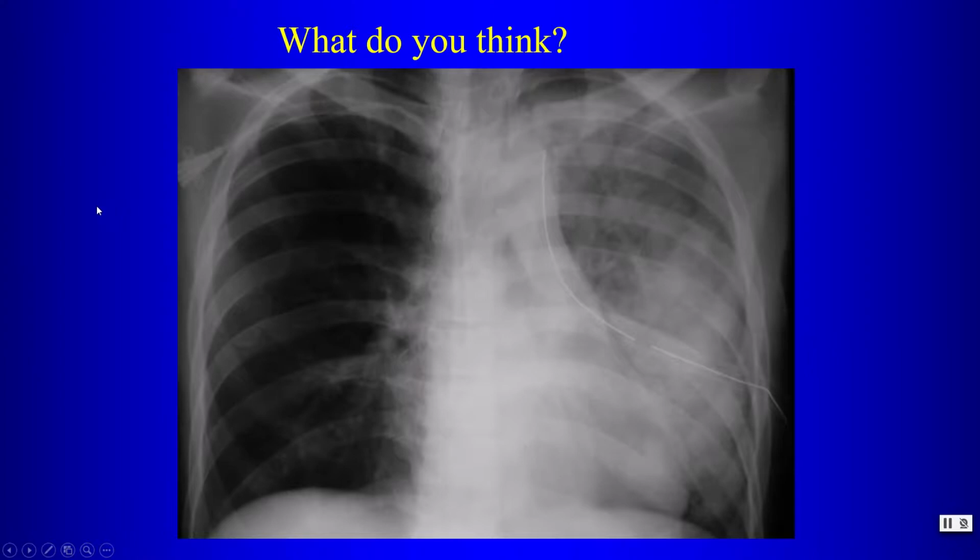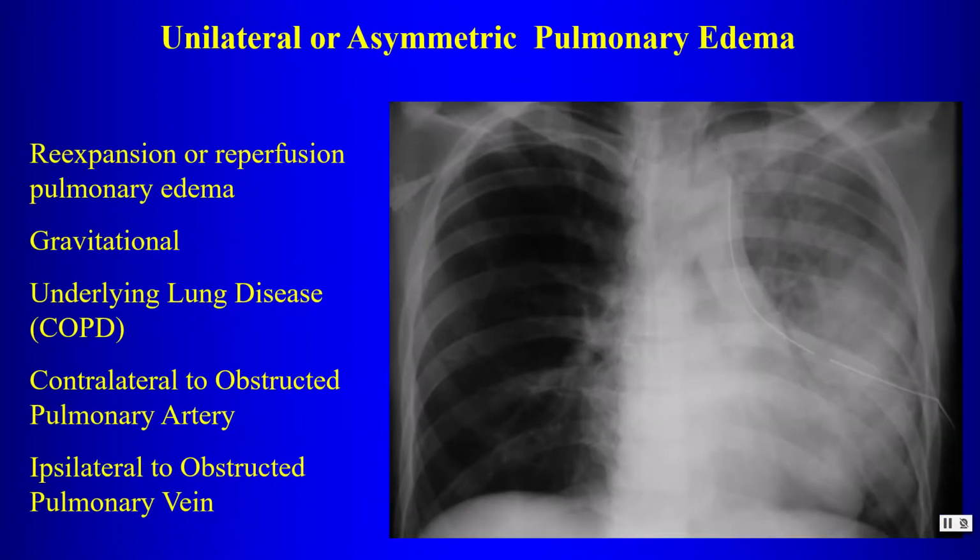So here in our next case, we have a patient with a chest tube, and we have this consolidation here within the left lung, where we notice it is markedly asymmetric. Right lung is clear. So what could be causing this? Well, we have a case here of asymmetric pulmonary edema, and causes of unilateral or asymmetric pulmonary edema can be from re-expansion or reperfusion pulmonary edema, which was the case in this patient.